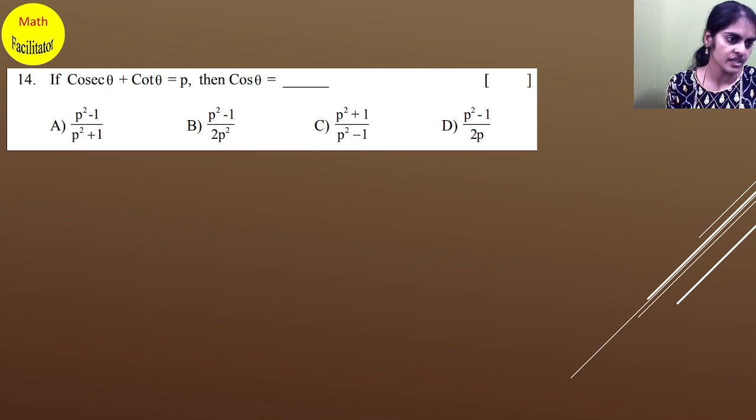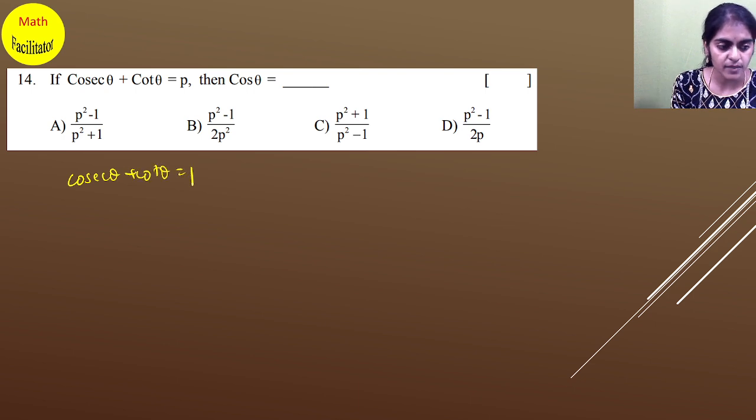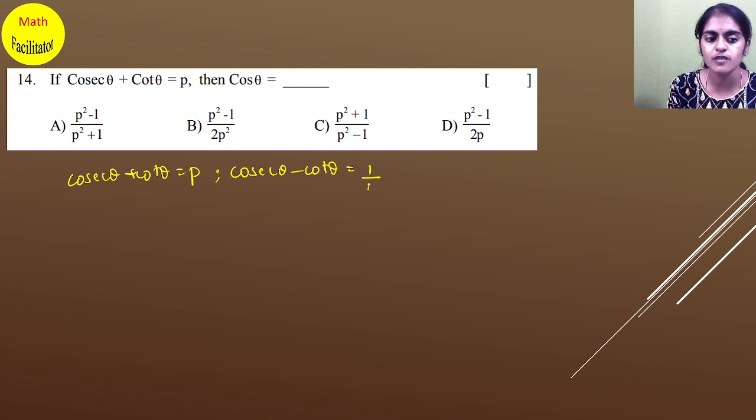So next question. Now this is similar to the previous question we have done, secant theta plus tan theta is P. Now here it is given cosecant theta plus cot theta is P. So can you tell me what is cosecant theta minus cot theta? It is 1 by P, the reciprocal of this. Here you have plus, you have P, here you will have minus, you'll get 1 by P.